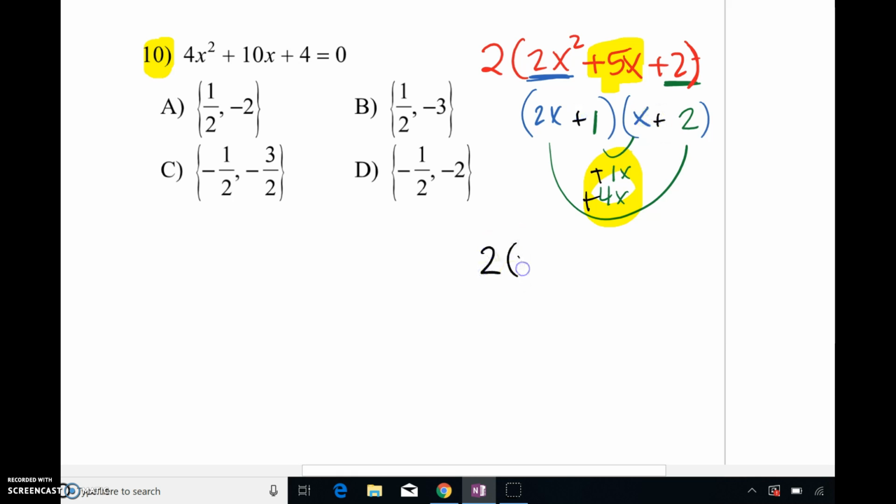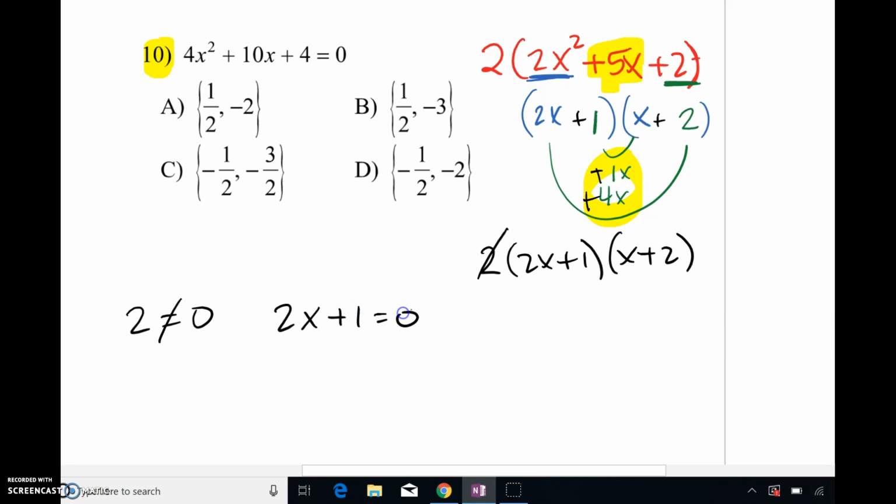Now, if all this said was to factor completely, this is what my answer would be. Do any of my answers match that? No, because it says to solve. So I take each of my factors and I set them equal to 0. Well, 2 does not equal 0, so I'm not looking at that one. I'm looking at the ones with the x's. I'm solving for x. And I set these equal to 0.